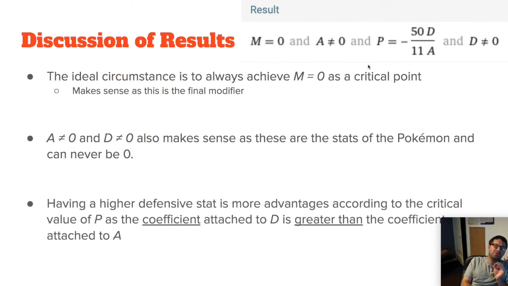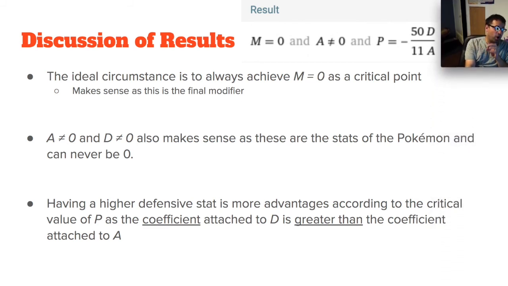This is the most crucial part, though. P is equal to negative 50D over 11A. What this says to me, in my mathematical perspective, is that having a higher defensive stat is more advantageous according to the critical value of P, as the coefficient, the number attached to D, is greater than the coefficient attached to A.